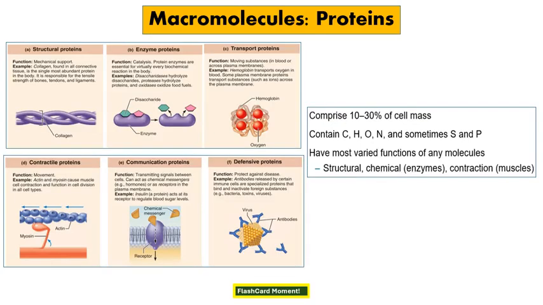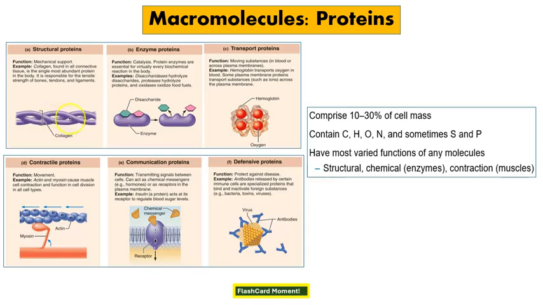All right, folks, let's get into our next macromolecule, which is proteins. Now, proteins are about 10 to 30% of the cell mass. They're going to include carbon, hydrogen, oxygen, nitrogen, sulfur, and even phosphorus. And they're so varied that I want you to make sure that you have a couple of proteins under your belt that you know of, and know their function. Okay, because there's just too many to choose from.